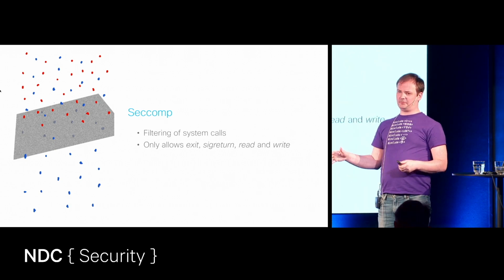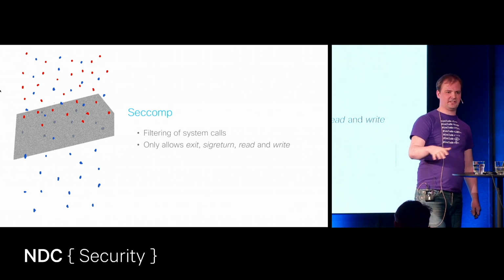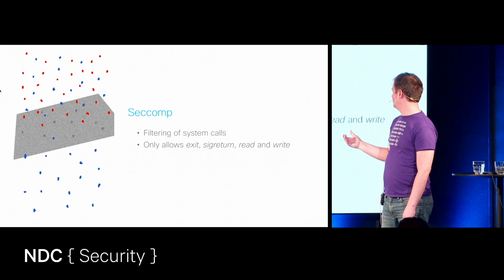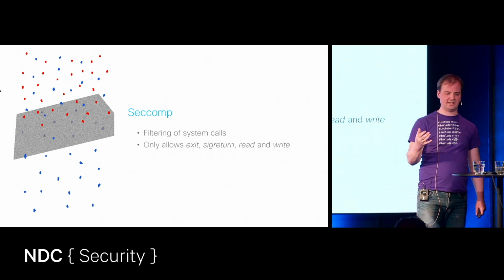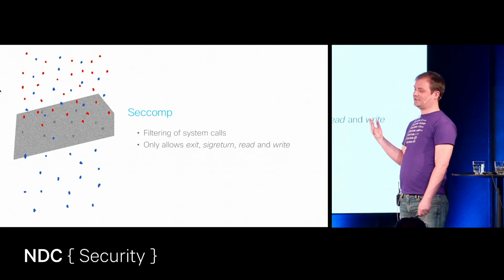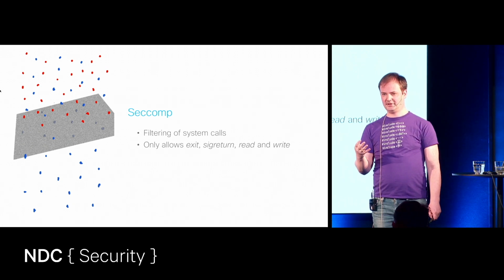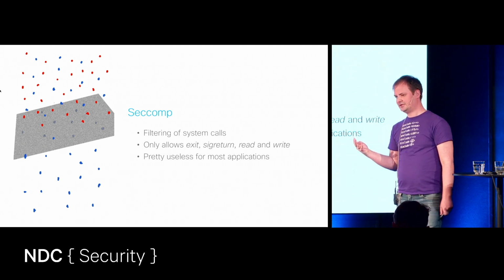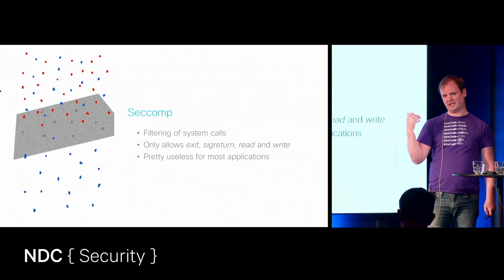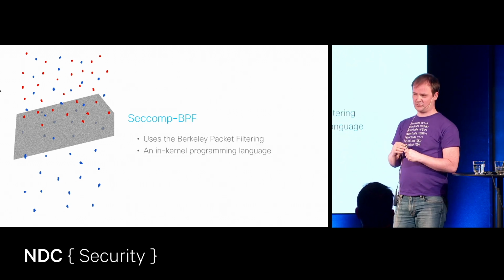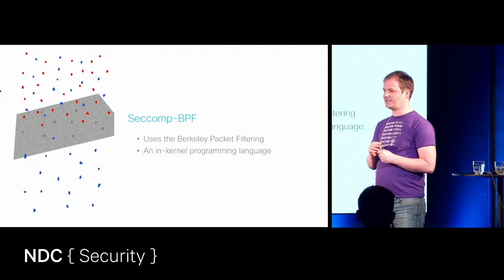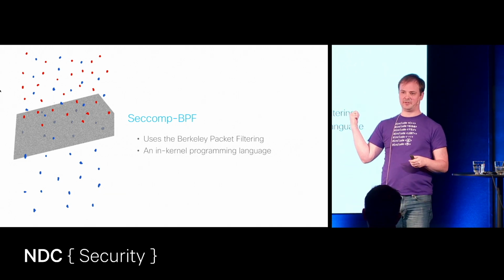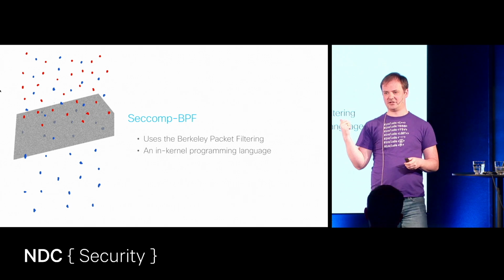So we go to the next part. And the next part of this equation is Seccomp. If you use Seccomp, you're allowed to do the system calls exit, sigreturn, read and write, which is very, very useless for most applications. If you have a very limited application, you might be able to use this. But instead, we use something more modern, Seccomp BPF. So when you hear the word Seccomp, this is probably what people mean. This is what you're actually using.